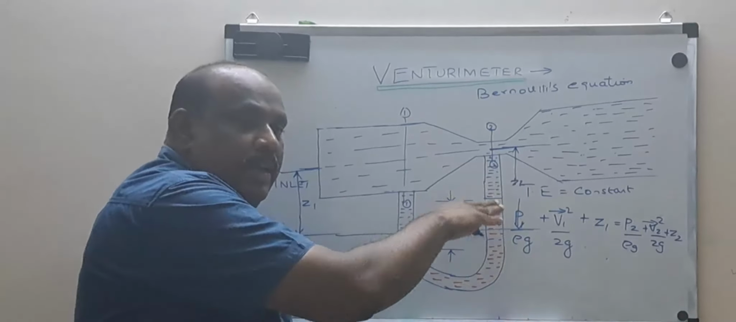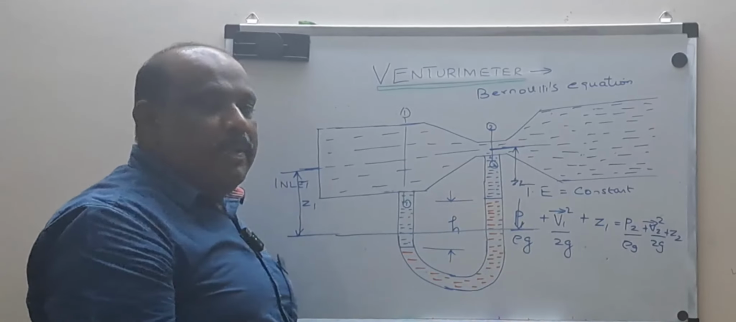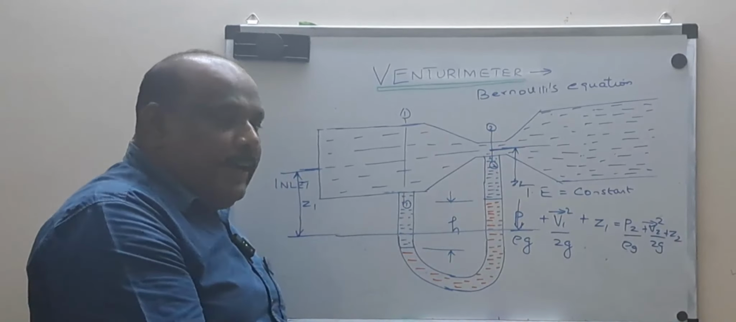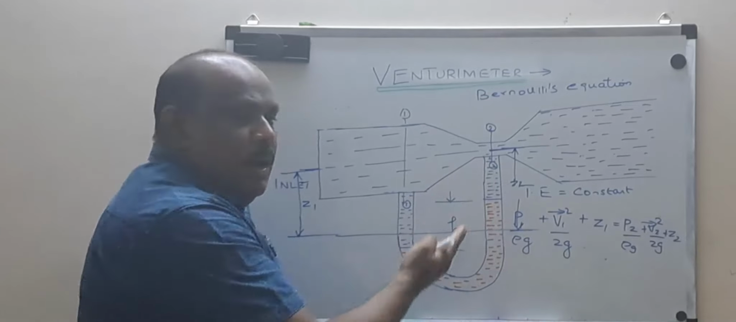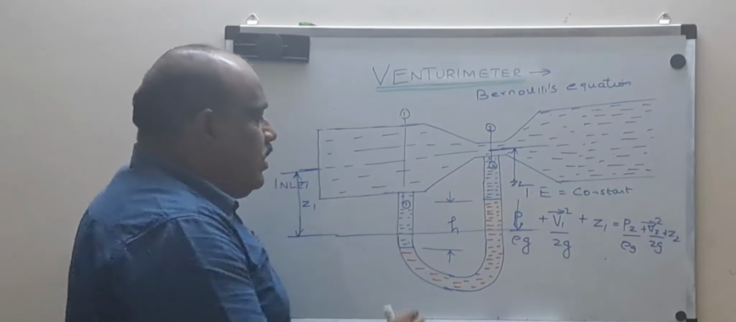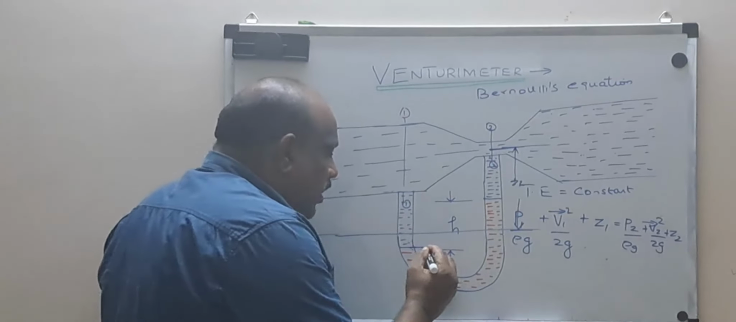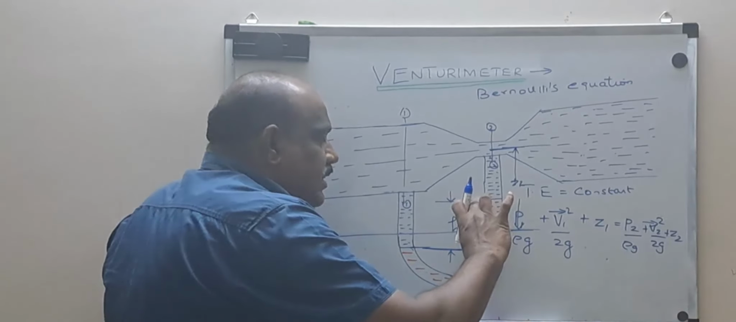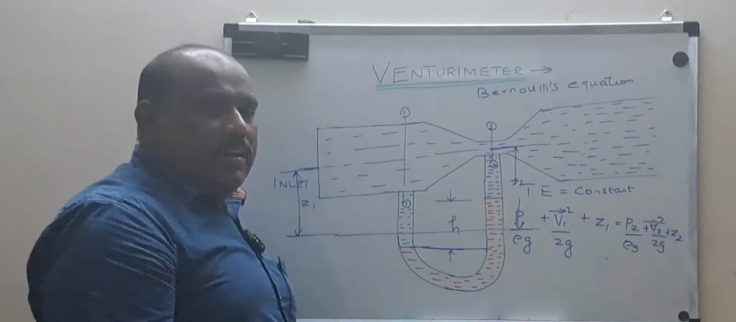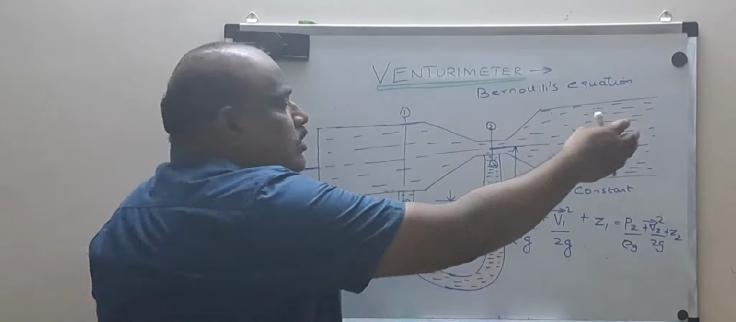Whatever I have drawn in the diagram, this circular mark is nothing but mercury. So this will push the mercury downwards, and here the mercury comes upwards. From this mercury level, what is the rise in the mercury? That height is H.